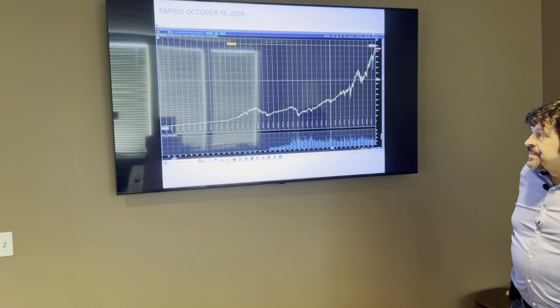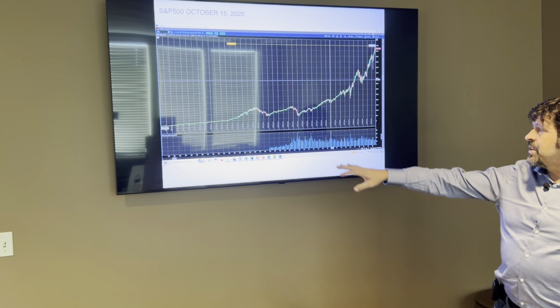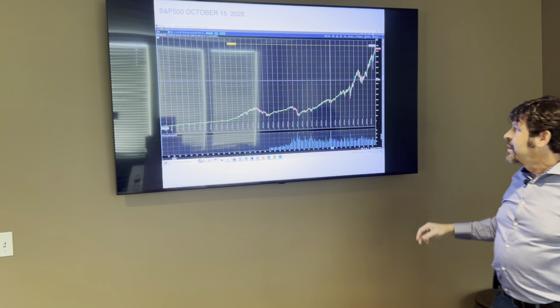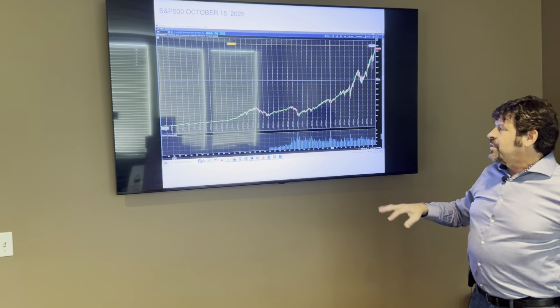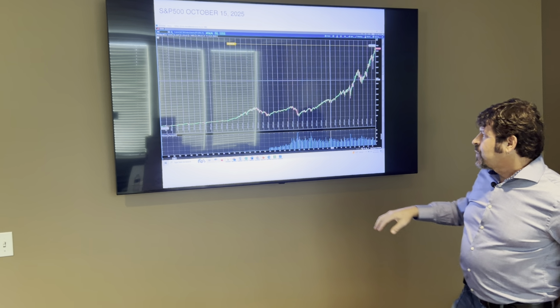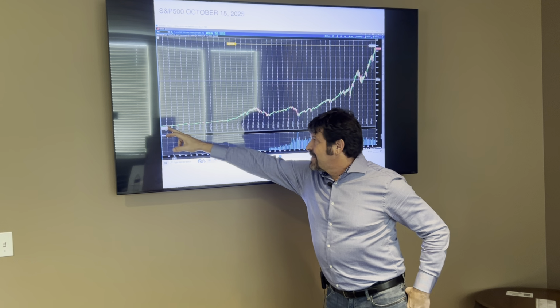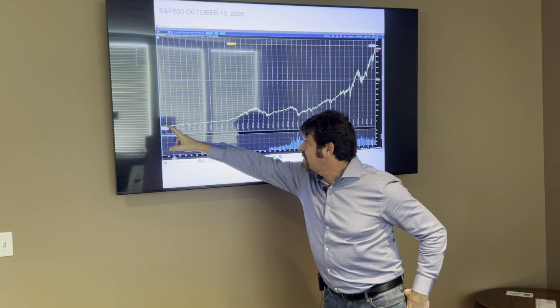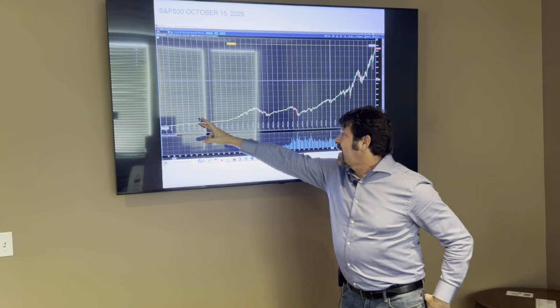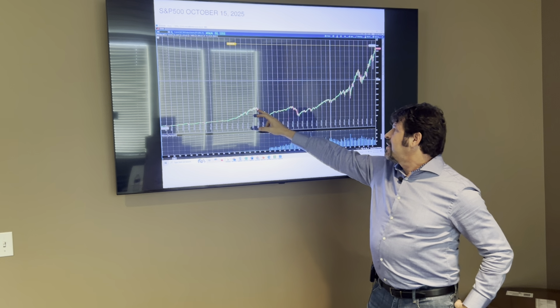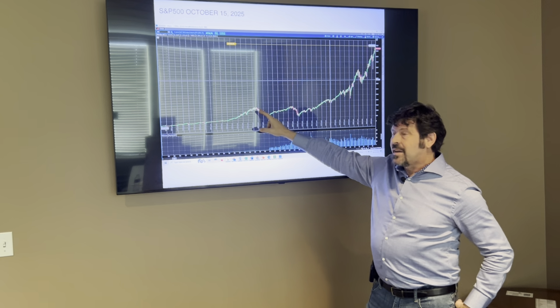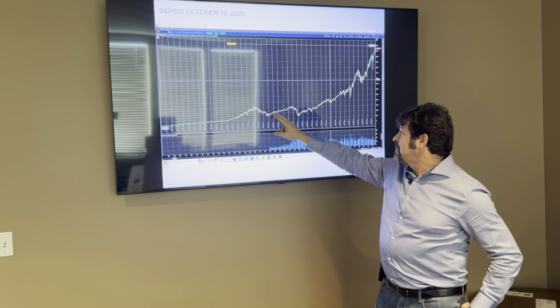Now, let's take a look. So this is a chart of the market. It's a monthly chart of the S&P 500 specifically. It starts in 1980. Wow, 1984 is right here. And this is the dot-com bubble. Some of you recall that.